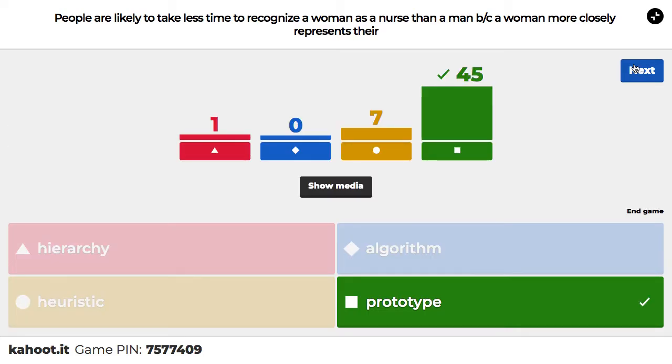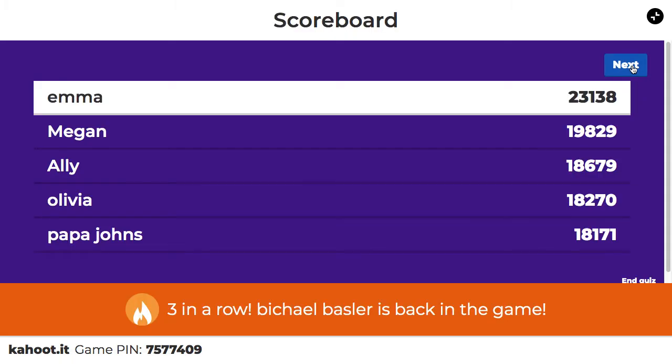Okay, so prototype. Here would be an example of how we could also address the representativeness heuristic. If I had to make an assessment between a man and a woman being a nurse, and a woman better matches my prototype, I am going to use the representativeness heuristic to say the woman's the nurse. I know representativeness and availability are kind of a confusing pair. So again, how closely do they represent their prototype for that individual? That leads to representativeness.